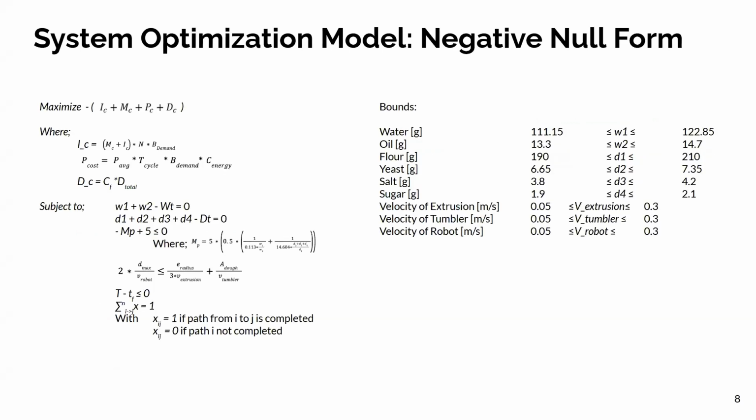We've also demonstrated the optimization model in the negative null form, in which we'd be maximizing the negative of the total daily cost, and the constraints would be formatted as shown, with constraints shown as less than or equal to 0, and ensuring that physical entities are greater than or equal to 0. And now I'll hand it off to Jamie.